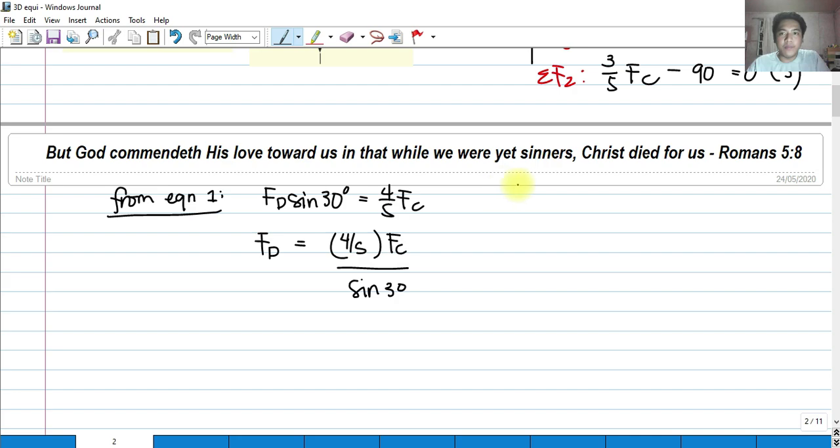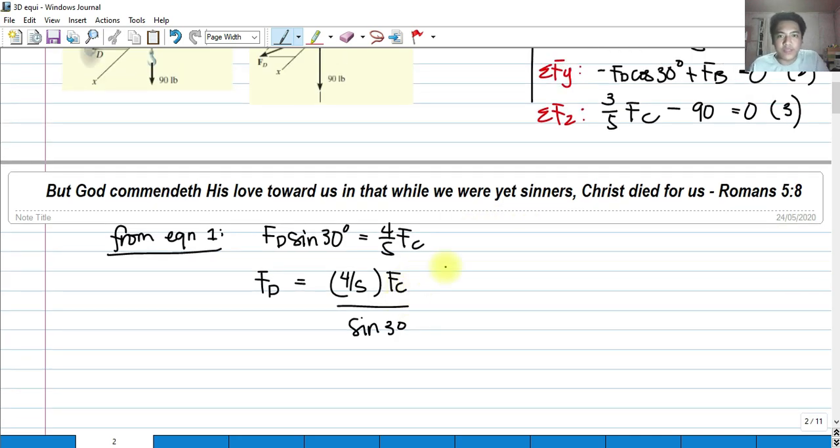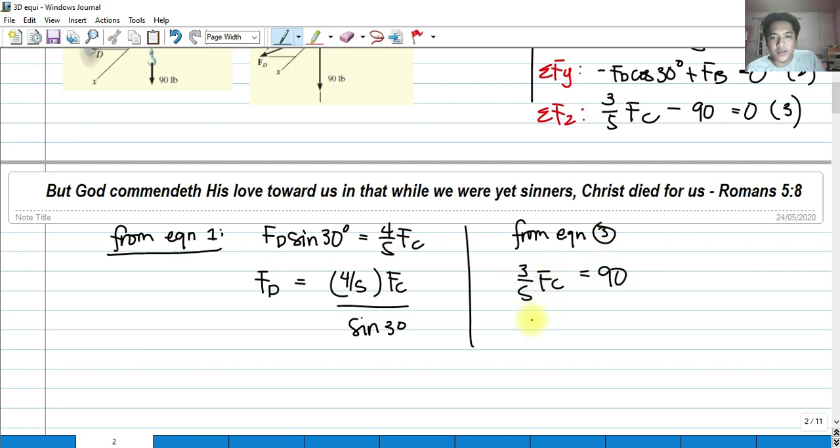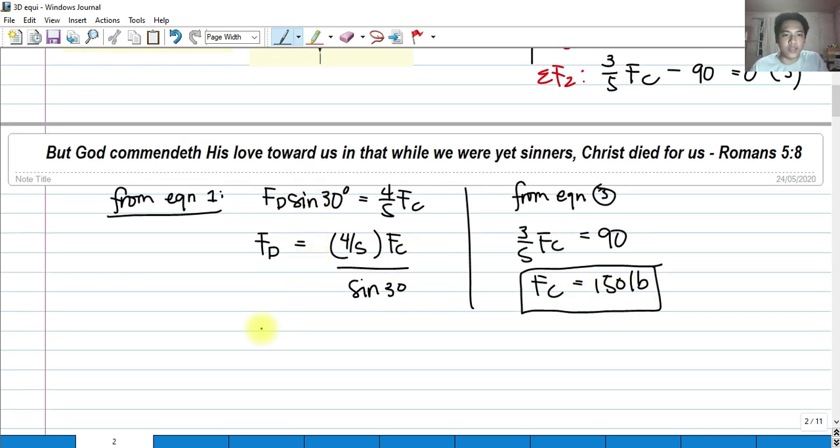Okay. But the problem is we don't know the value of f sub c, and we can get the f sub c from equation 3. From equation 3, we have 3/5 f sub c equals 90. So, if we get f sub c here, f sub c would be equal to 150 pounds. And of course, if we know the f sub c, we can finally get the f sub d.